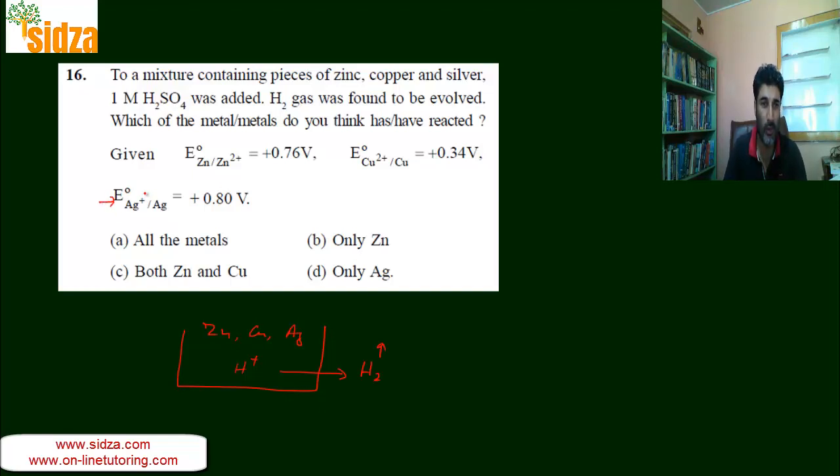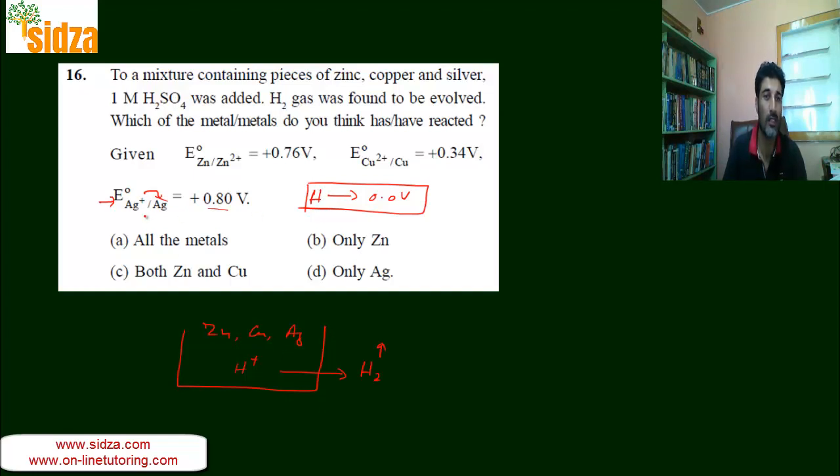the reduction potential of the silver here is 0.80, and for the hydrogen we know by convention we are taking it as 0.0 volts. So this is a reference electrode, and those electrodes having higher reduction potential than hydrogen, like silver, have a much higher tendency to gain electrons than hydrogen.